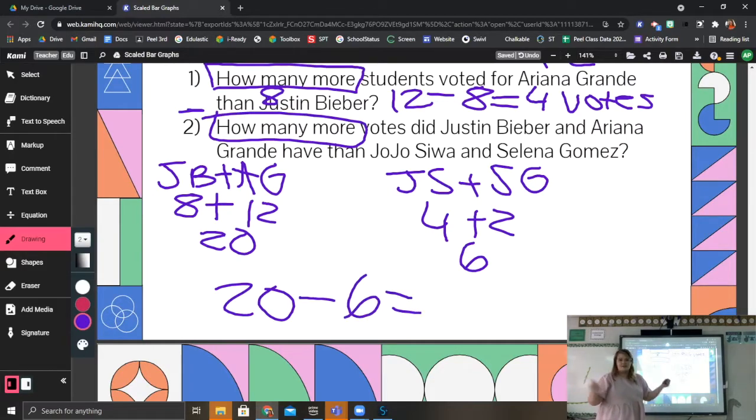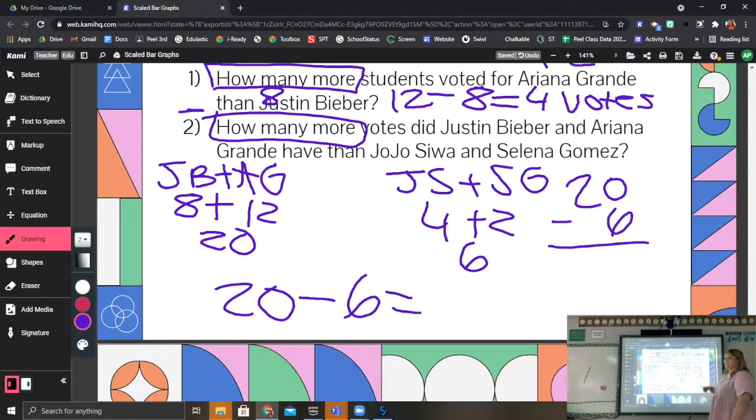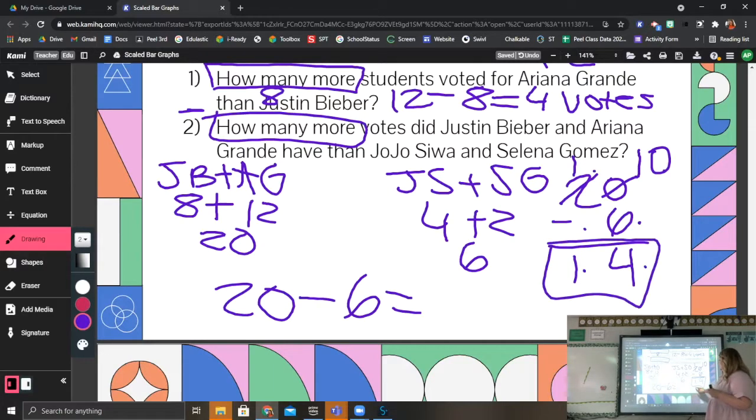However, I'm going to get you to stack it. We have 20 minus 6. 0 minus 6, can we do it? No. What are we gonna do? We regroup from our neighbor. The 2 becomes a 1. The 0 becomes a 10. 10 minus 6, can we do it? Yes. 10 minus 6 is 4. 1 minus nothing, can we do it? Yes. 1 minus nothing is 1. Let's go backwards. 4 plus 6 is 10. Yes. 1 plus nothing is 1. Yes. So the difference is 14 votes.